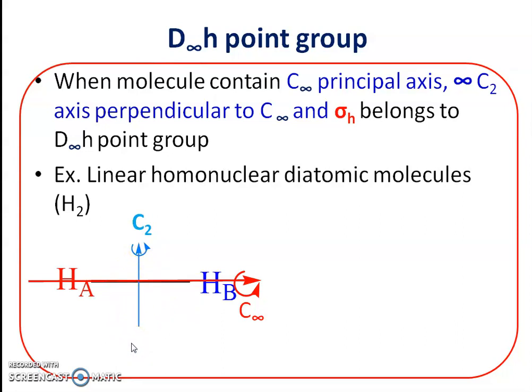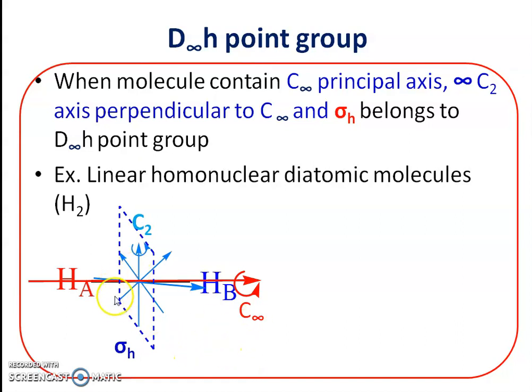Similarly, there are infinity number of C2 axes. Say this is second, this is third, this is fourth, and so on. Along any C2 secondary axis, when the molecule is rotated through 180 degrees, we get an equivalent structure. Now there is one horizontal plane which is at right angle to the C infinity principal axis, and when the molecule is reflected with this horizontal plane, there is an exchange between hydrogen A and hydrogen B, and we get an equivalent structure.